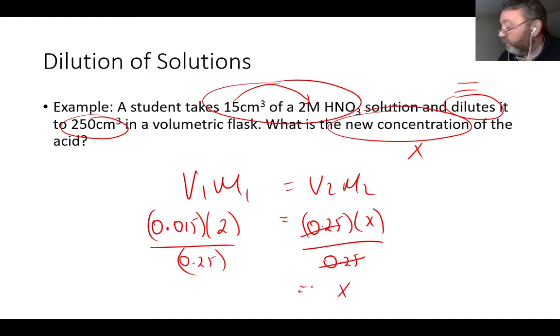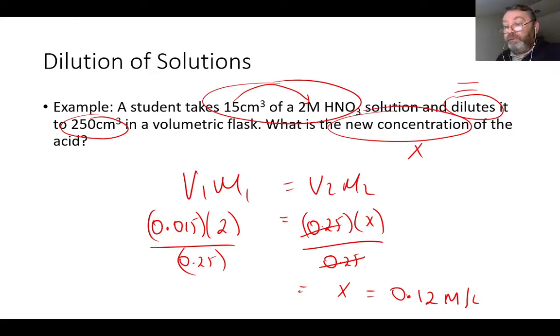And X comes out as, and again, always have your trusty calculator nearby, because it's 0.015 multiplied by 2, divided by 0.25, and that comes out as 0.12. Now, 0.12 what? What are they asking me for? They're asking me for the new concentration. So 0.12 molar, or if you want, moles per litre. I don't mind which way you write it down. Capital M or M stroke L, they're both exactly the same.